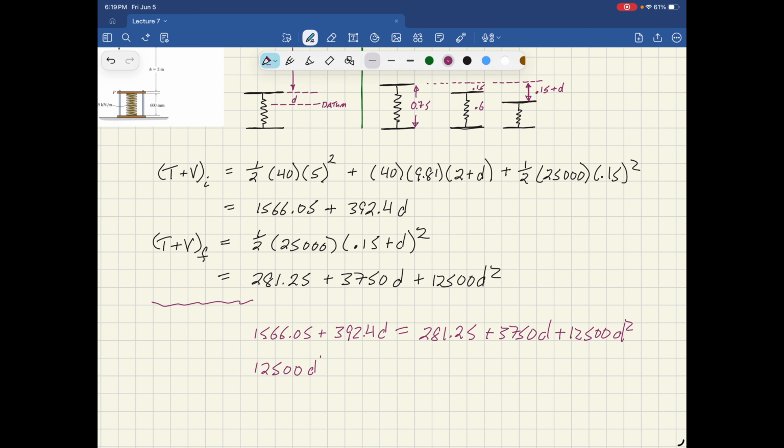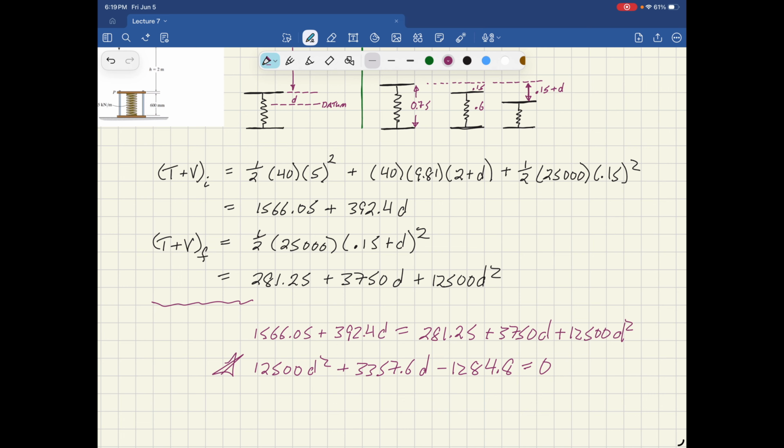Combining my terms and making it into a quadratic equation, we'll end up with 12500 D squared plus 3357.6 D minus 1284.8 equals 0. So this is what we need to solve. So we'll solve that quadratic equation. I'm going to let you double check my work. I don't think you want to watch me solving a quadratic equation right now.